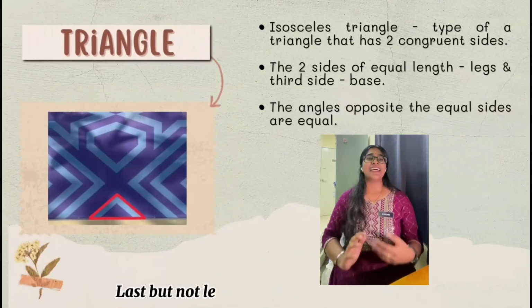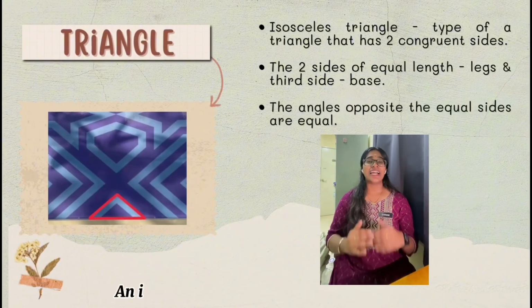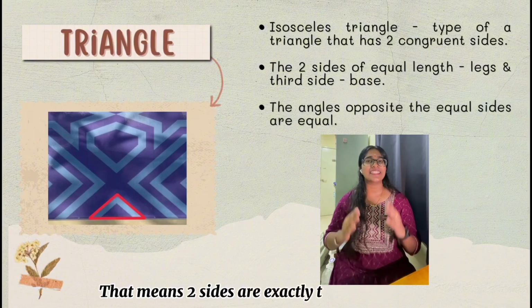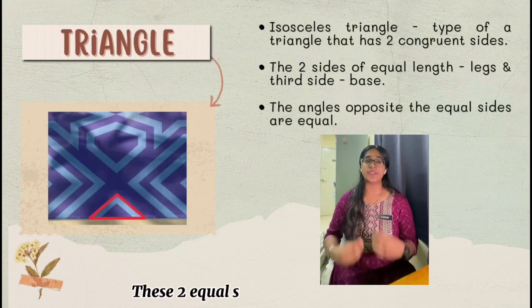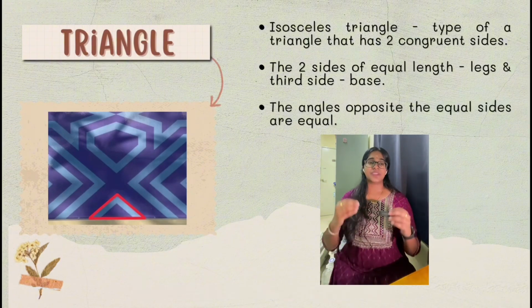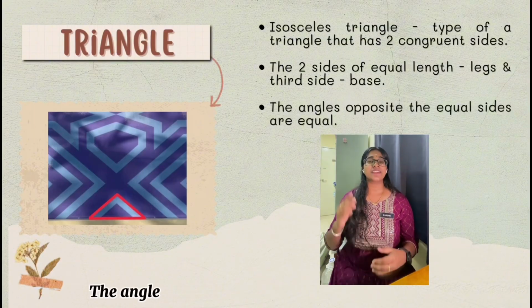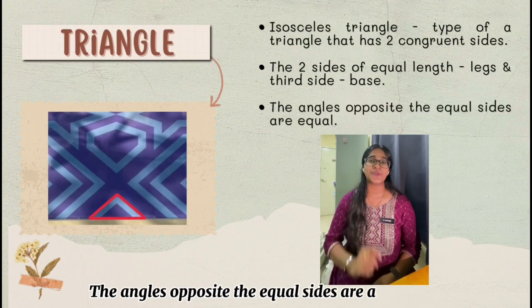Last but not least, we found a triangle here. An isosceles triangle has 2 congruent sides. That means 2 sides are exactly the same length. These 2 equal sides are called the legs, while the third side is called the base. The angles opposite the equal sides are also equal.